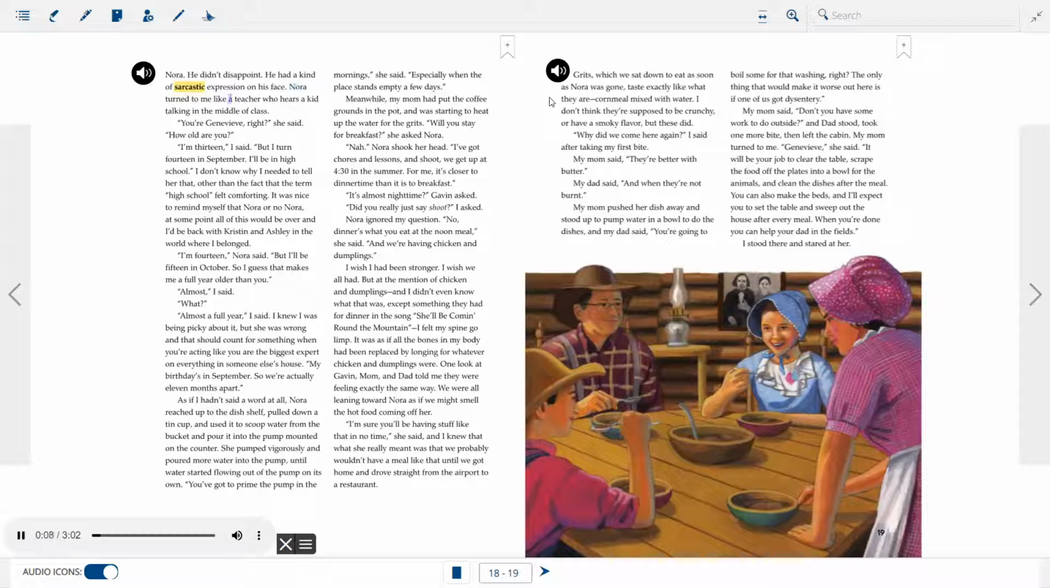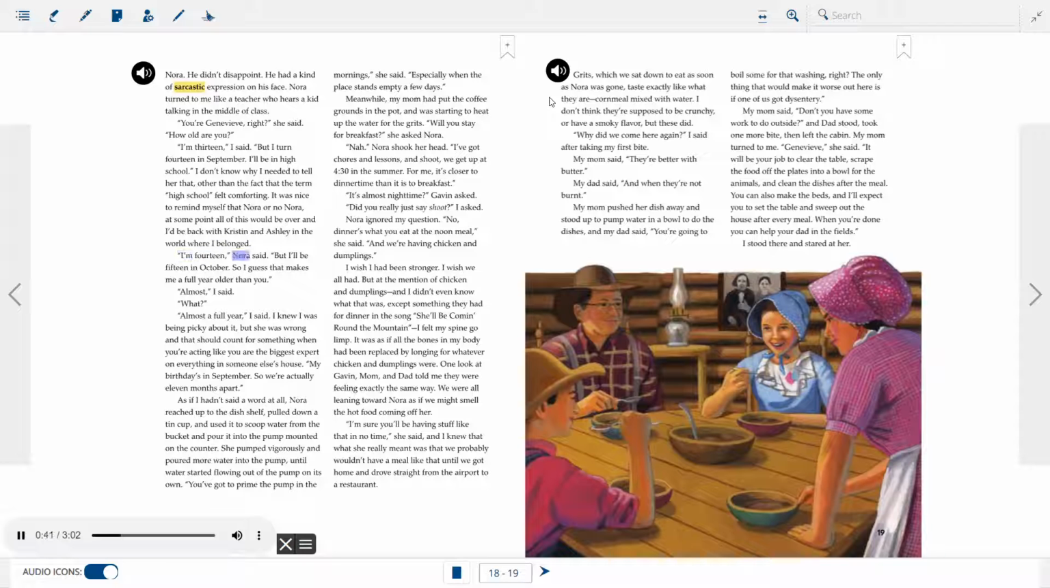Nora turned to me like a teacher who hears a kid talking in the middle of class. "You're Genevieve, right?" she said. "How old are you?" "I'm 13," I said, "but I turned 14 in September. I'll be in high school." I don't know why I needed to tell her that, other than the fact that the term high school felt comforting. It was nice to remind myself that, Nora or no Nora, at some point all of this would be over, and I'd be back with Kristen and Ashley in the world where I belonged.